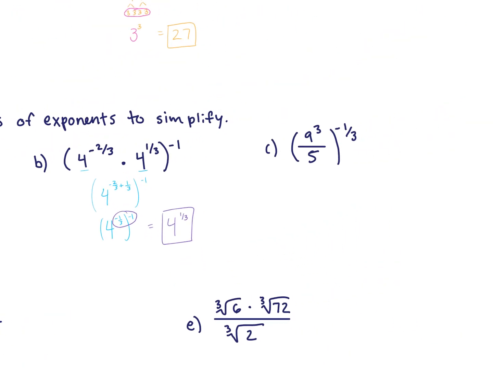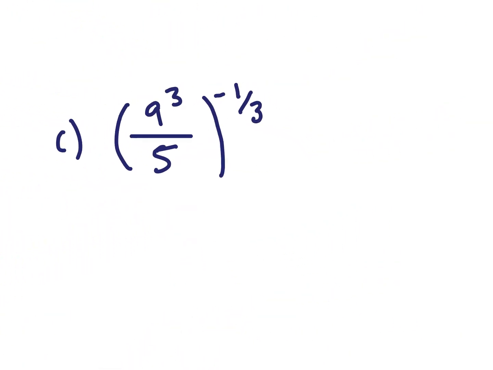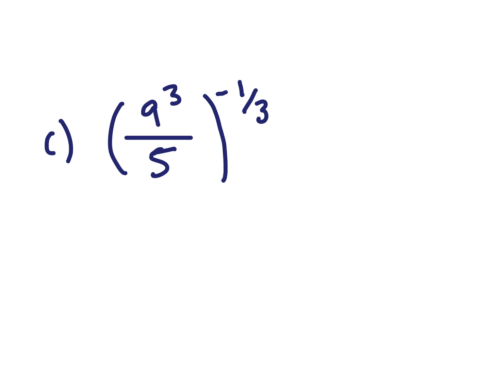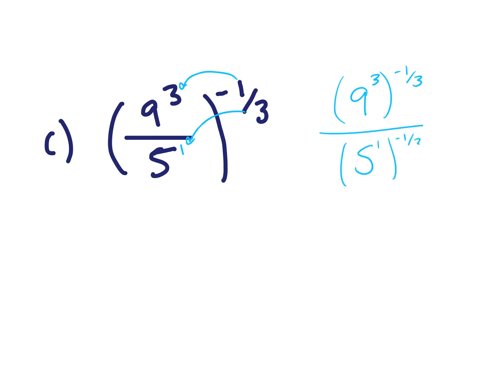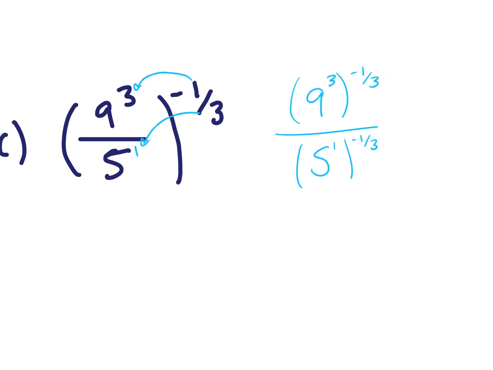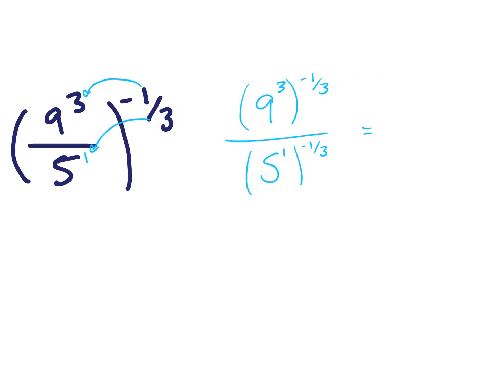All right, let's look at C. For C, what would we do first? I can distribute the -1/3 to the exponent on the 9 and the exponent on the 5. Well, what's the exponent on the 5? 1. So this is 9 to the power of 3 to the -1/3 power over 5 to the power of 1 to the power of -1/3. Now you don't have to write this down. You could just go ahead and multiply, but some people like to see the steps written out.